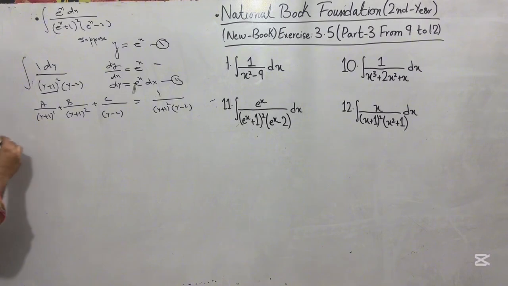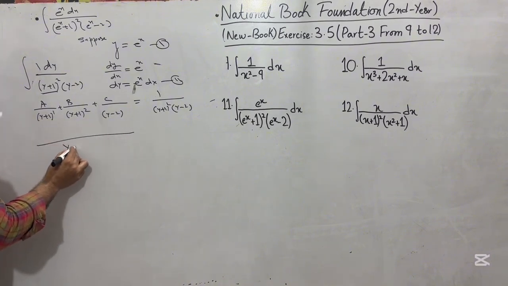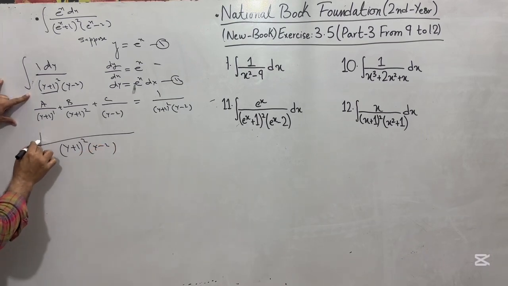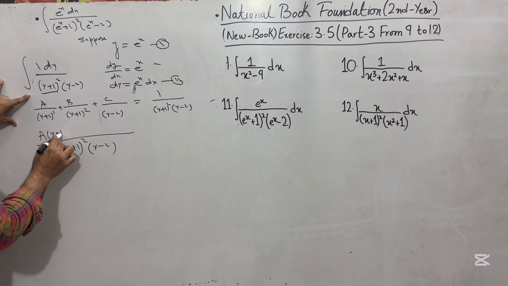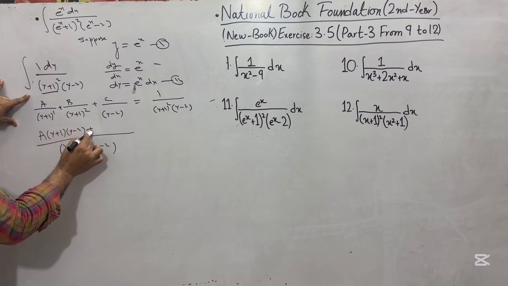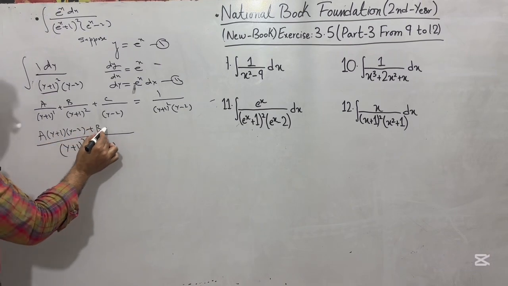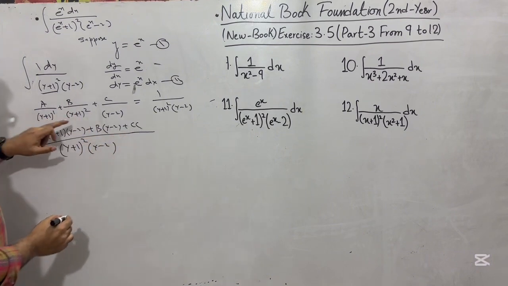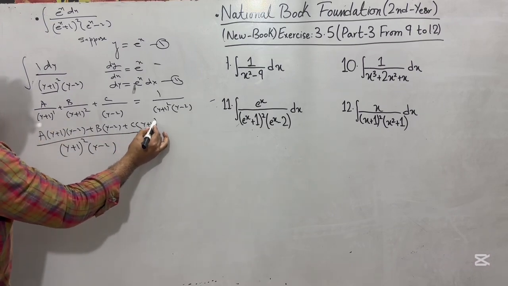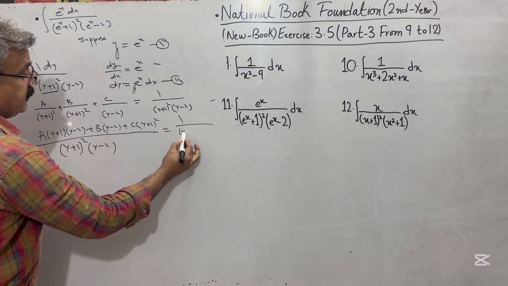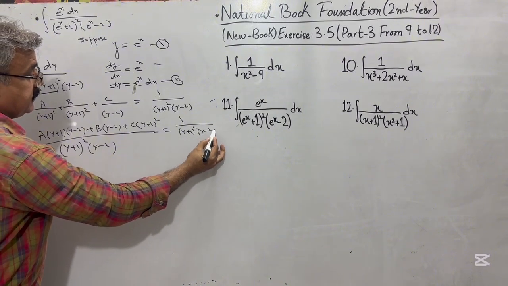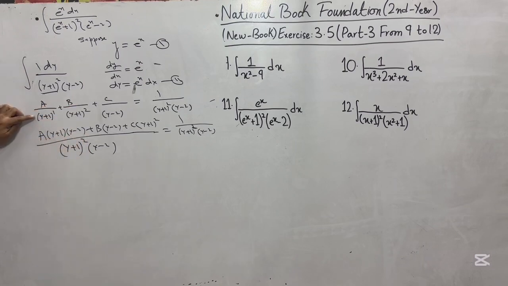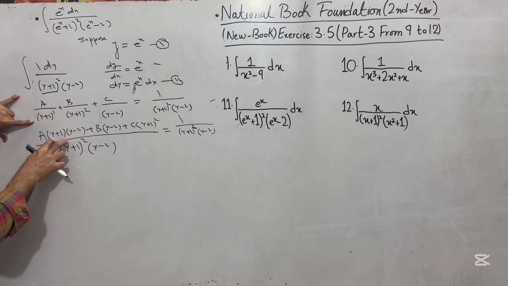Simply take the LCM and solve for capital A, B, C. The LCM is y plus 1 whole square times y minus 2. Here comes A times y plus 1 as well as y minus 2. With B only a lone bracket, y minus 2. With C the double bracket, y plus 1 whole square, is equal to 1 over y plus 1 whole square times y minus 2. Here take the same LCM.